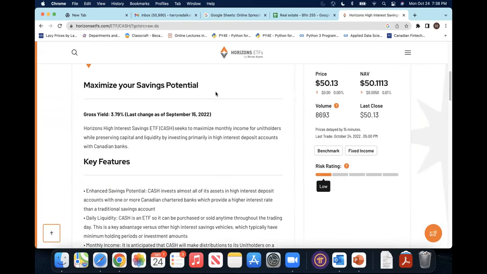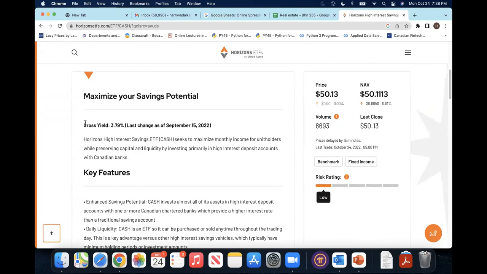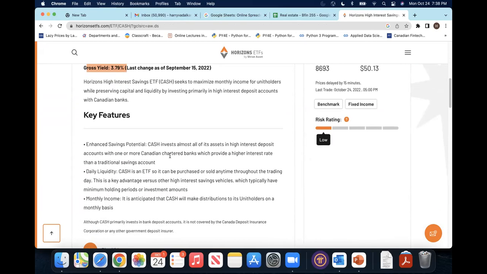I personally use this for short-term goals because the yield is quite good, 3.79%. You put it in your first housing savings account, $8,000, 3.79% yield, and just let it remain there. Whenever you want, you can quickly sell it on the stock market and get your money right away. So this is one of the advantages. It's very liquid. You don't have to block your money for the foreseeable future.